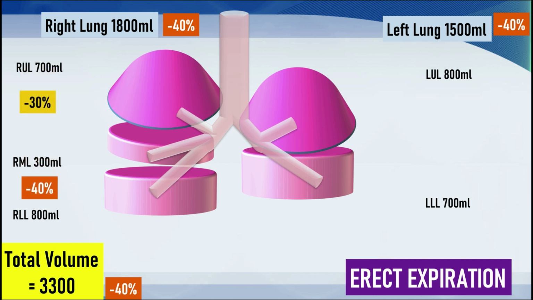What I found particularly interesting, though, is the major loss of volume from deep inspiration to expiration was from the lower lobes of the lungs. So when you take a deep breath in, it's the lower lobes that you recruit, and when you breathe out, it's the lower lobes that you lose volume from.